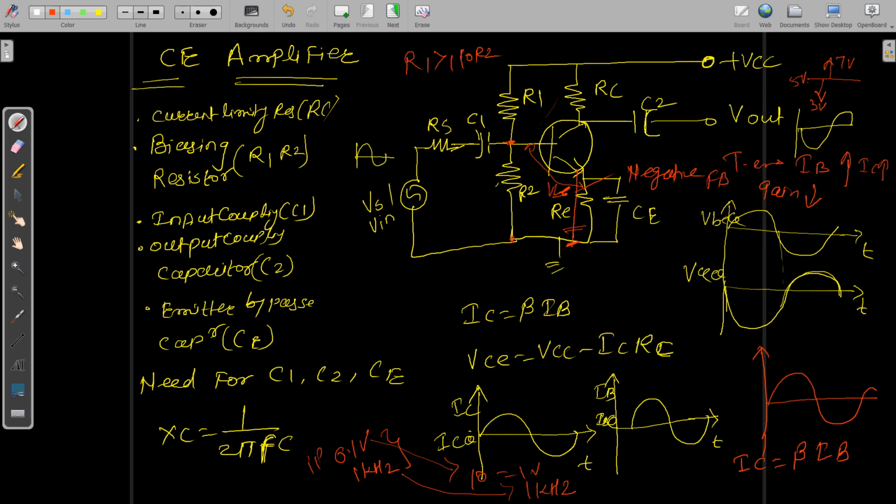And now C1 and C2 are the input and output coupling capacitors. The work of these capacitors is to block the DC which is coming from the input stage.